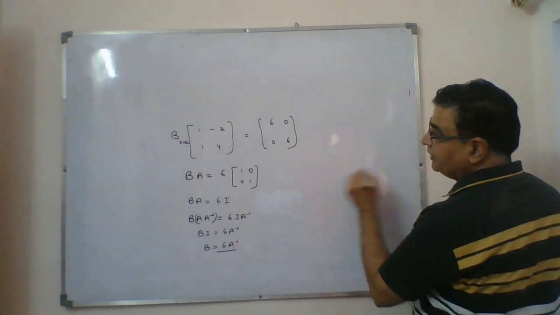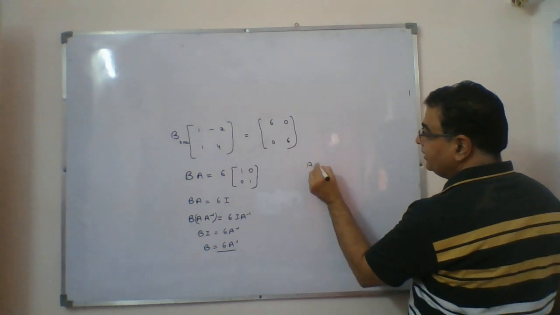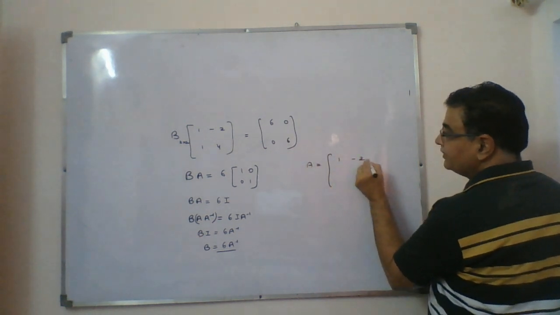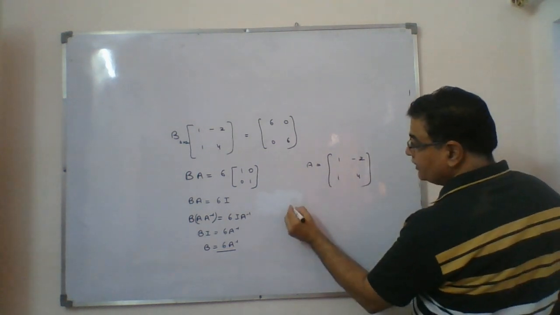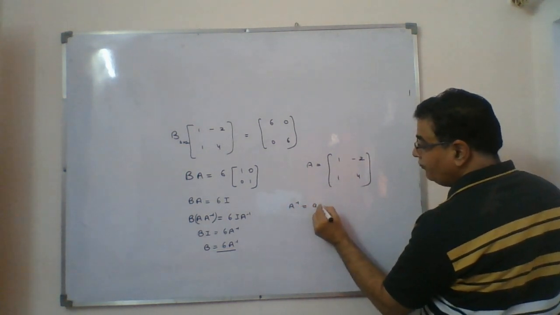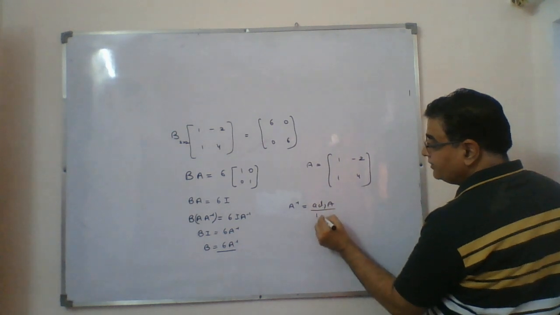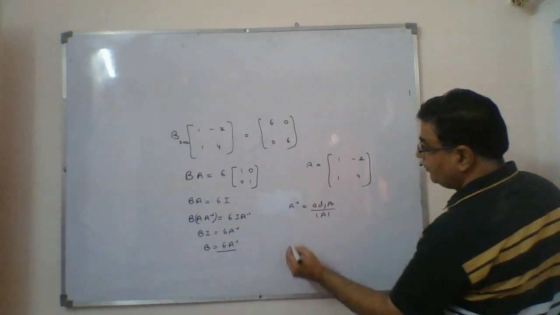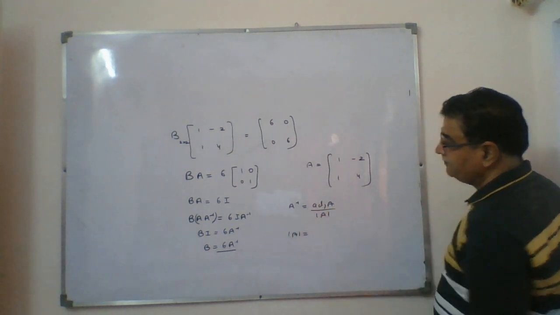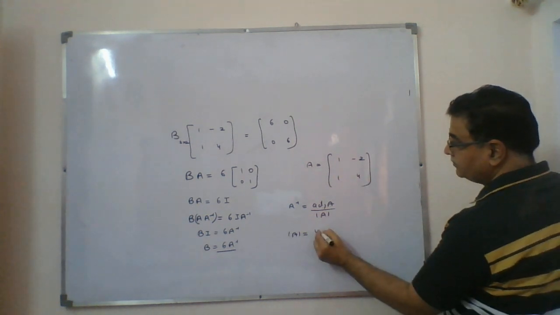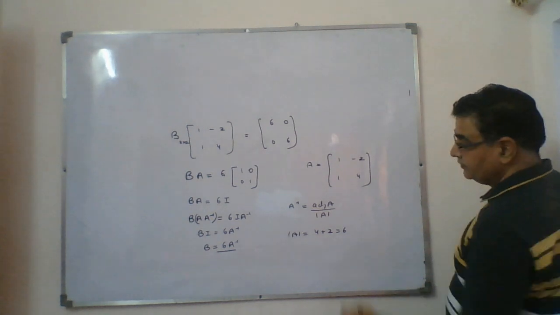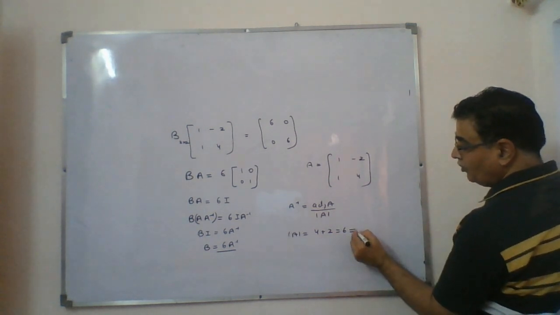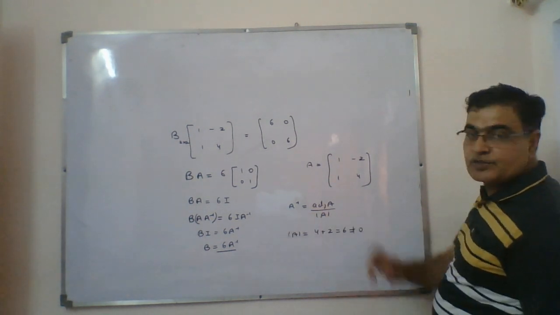Now A inverse you can calculate. What is your A? A is here: 1, minus 2, 1 and 4. And if you want the inverse of it, what should you have? Adjoint A by determinant A. First I calculate determinant A. It will be 4 plus 2, which comes out to be 6. So we got determinant A not 0. That means we'll say yes, inverse will exist.